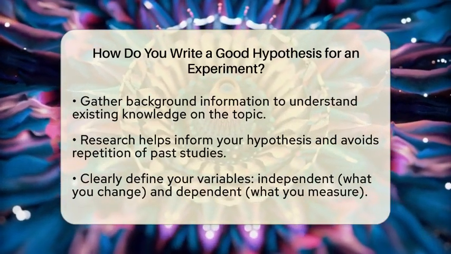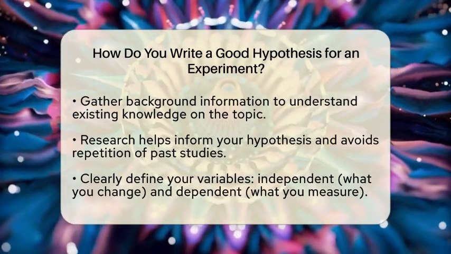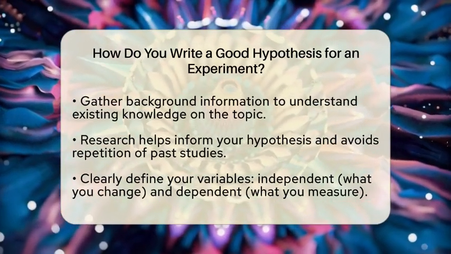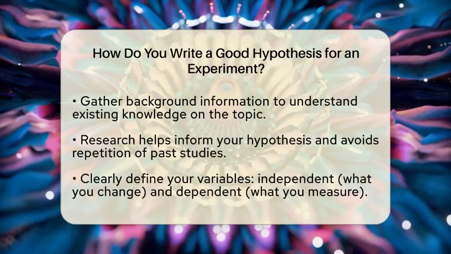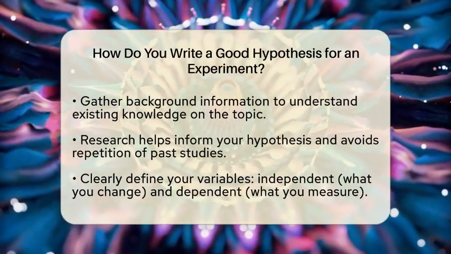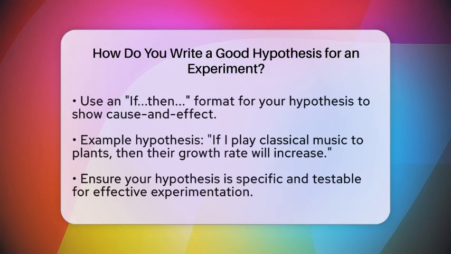Next, define your variables clearly. The independent variable is what you will change in your experiment. In our music example, this would be the type of music played. The dependent variable is what you will measure or observe as a result of that change. For instance, you might measure the growth rate of the plants.